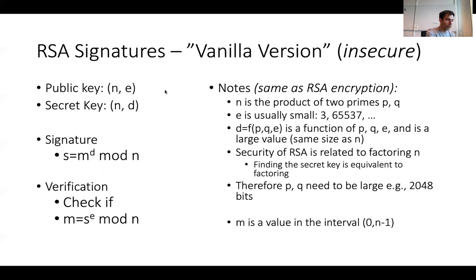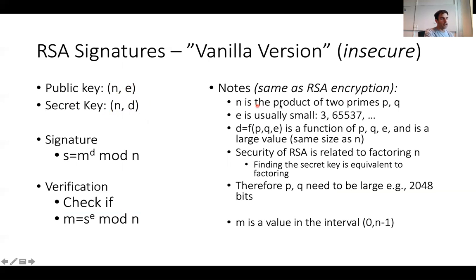So here we're just going to quickly recall the RSA function, which in the context of signatures will remind you of the RSA encryption functions, but with a somewhat different flavor. Also in RSA signatures, we have a public key and a secret key, which are identical to the public key and secret key of RSA encryption. So the public key is N and E, the public exponent E and the public modulus N. And the secret key is the same public modulus N and the secret exponent D.